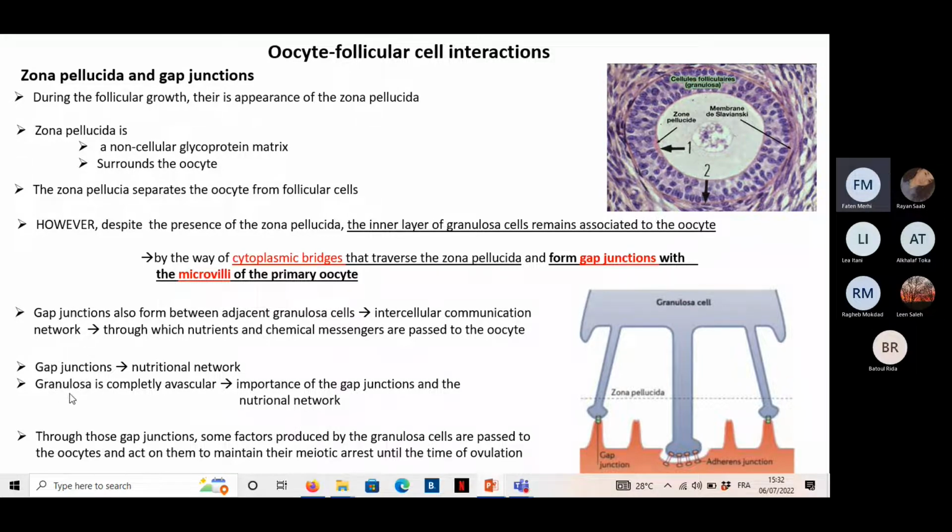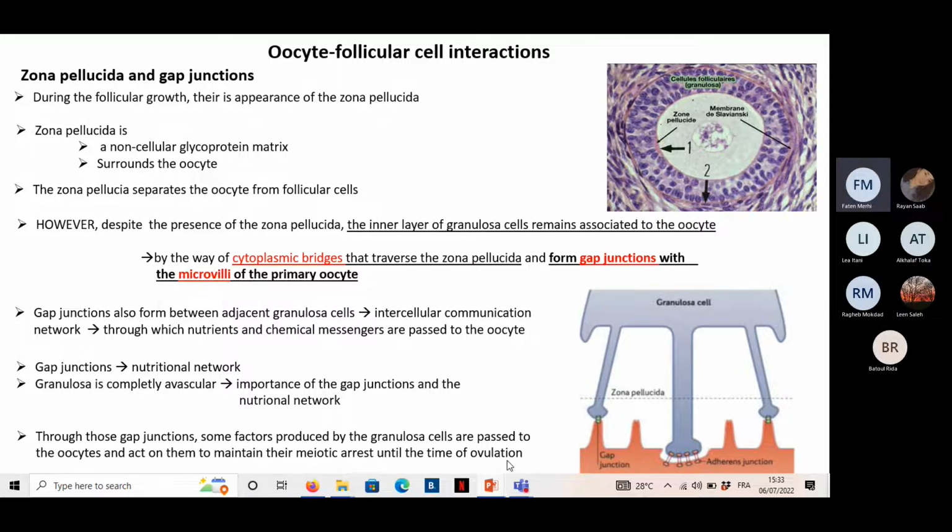And also, as we have said, the granulosa is completely avascular, so we don't have blood vessels that reach the granulosa, neither the oocyte. So all of the ovarian follicle is not vascularized. But we have gap junctions between the granulosa cells and between the inner layer of the granulosa cells and the oocyte, which will allow the exchange of nutrients. And also some factors produced by the granulosa cells are passed to the oocyte and act on it to maintain its meiotic arrest until the time of ovulation.